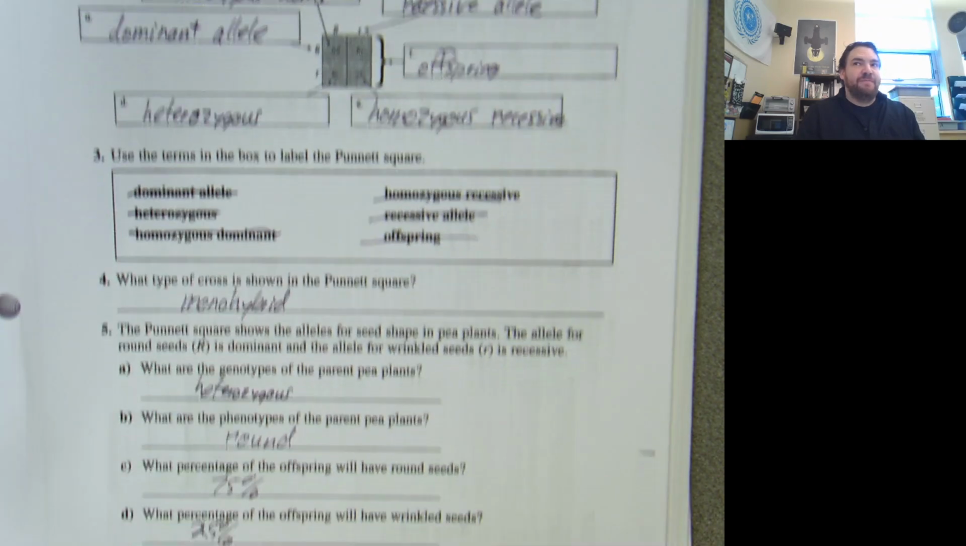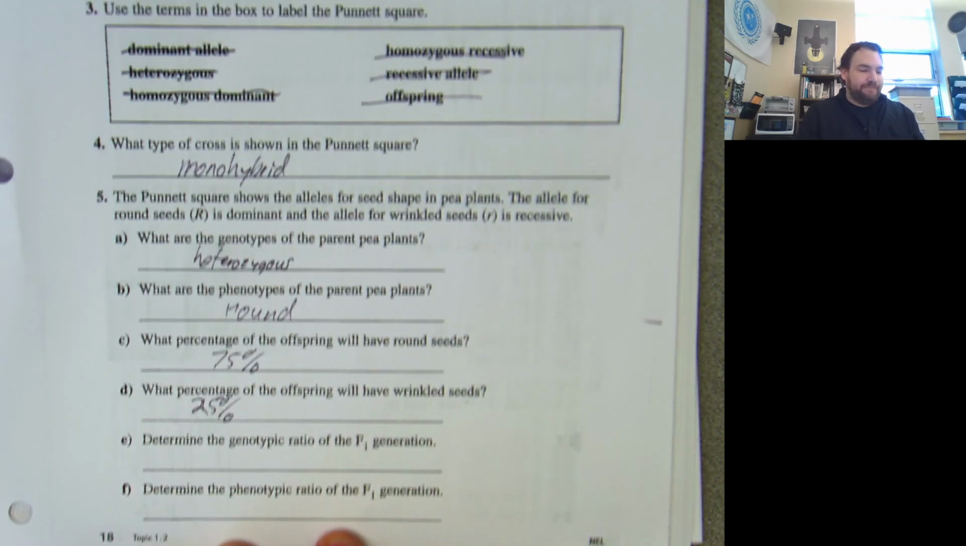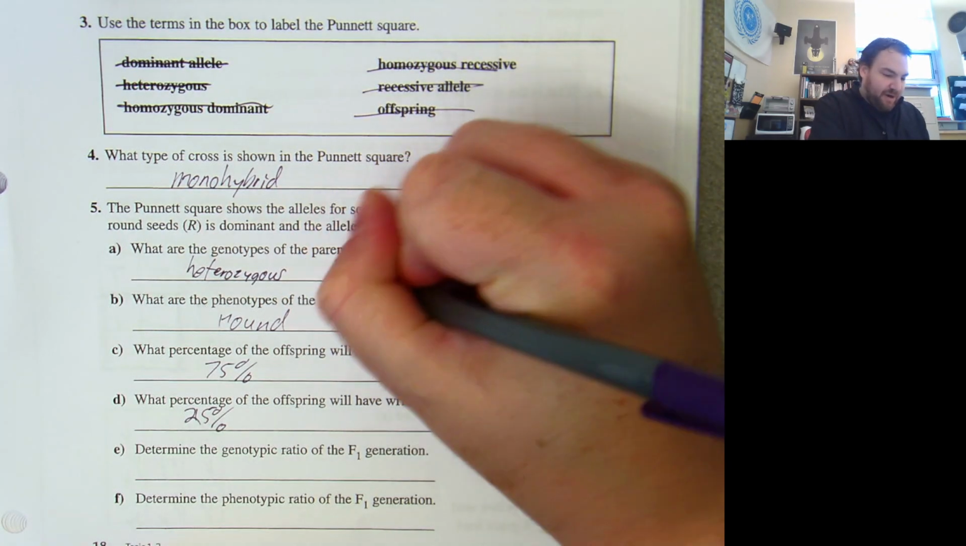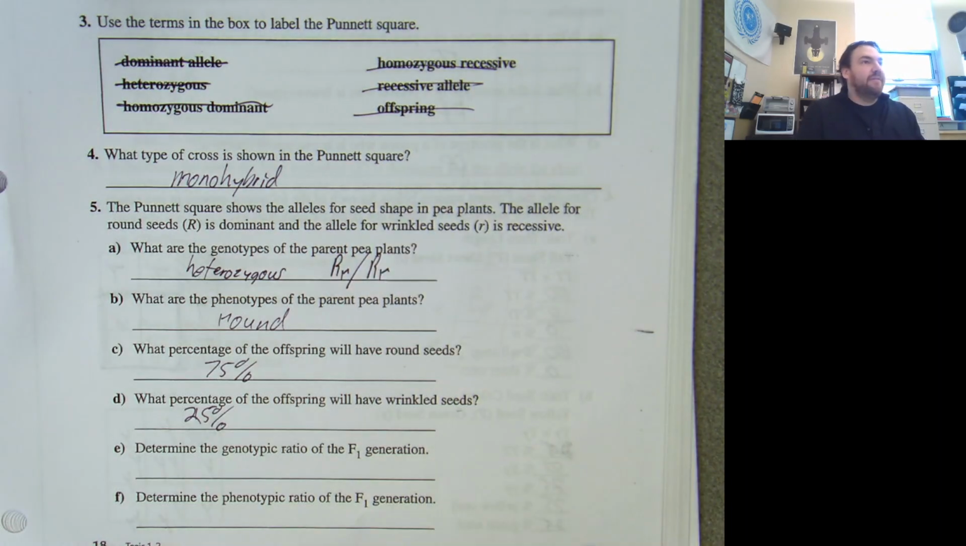Okay, so we're moving down the page. That would be fine as well. Yes, that would be totally acceptable as well. Big R, little r, big R, little r. Yeah, you bet. The phenotypes. So then the other ones I didn't answer were down there at the bottom, E and F, which we can answer now. What's the genotypic ratio of the F1 generation and the phenotypic ratio of the F1 generation?